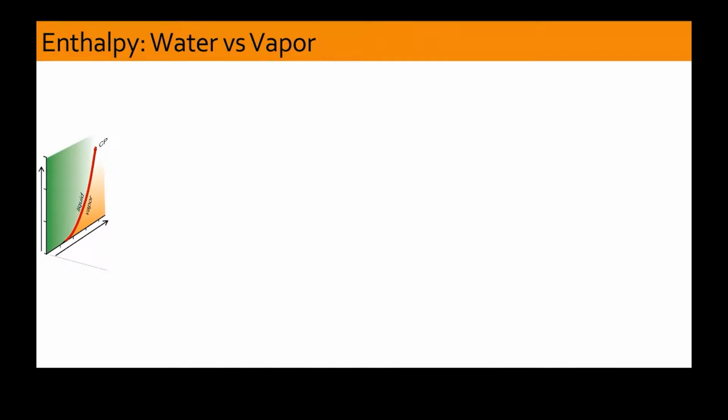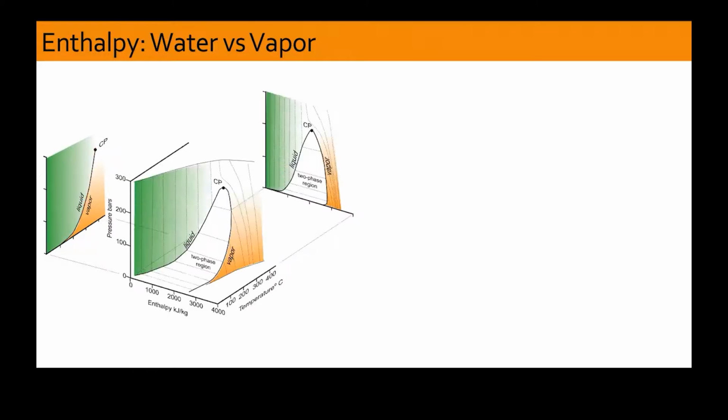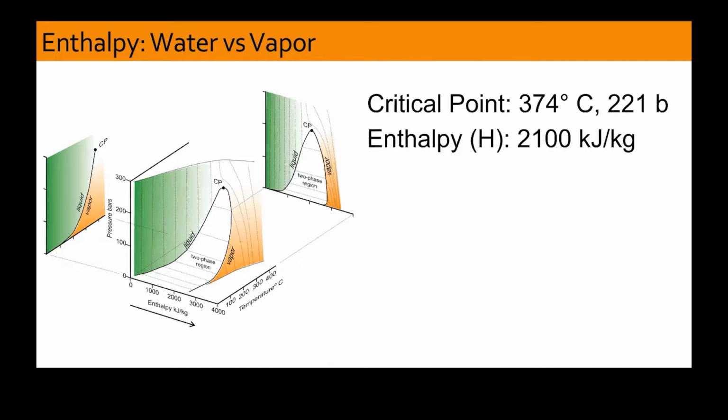Now let's expand this graph to show enthalpy, and this is done with another horizontal axis that is at a right angle or 90 degrees to the temperature axis. Remember, enthalpy represents energy per unit mass, which in this case is kilojoules per kilogram. The critical point of water at 374 degrees Celsius is represented at the top of the solvus by the black-filled circle.